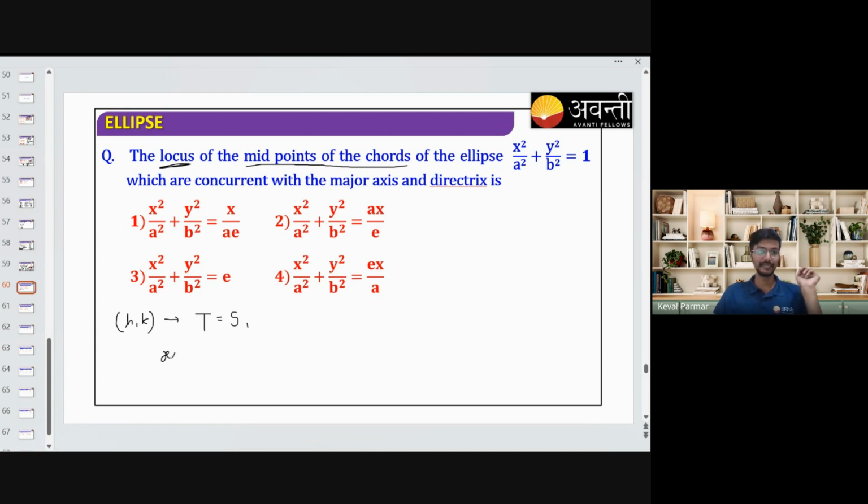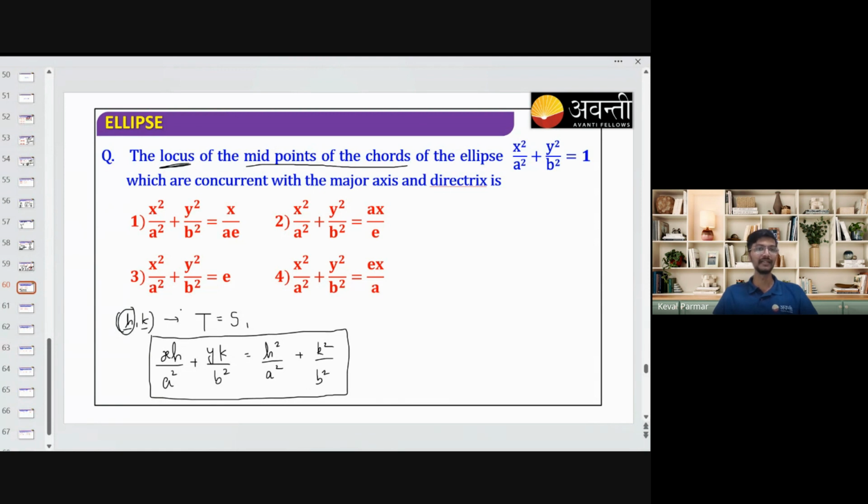Replace x square by x1. Here in place of x1 we have h, in place of y1 we have k: h x upon a square plus k y upon b square is equal to S1. What is S1? S1 means substitute the point in the equation. So in place of x square I can put h, and in place of y square I can put k, giving h square upon a square plus k square upon b square. Right? Now this is the equation of the locus.